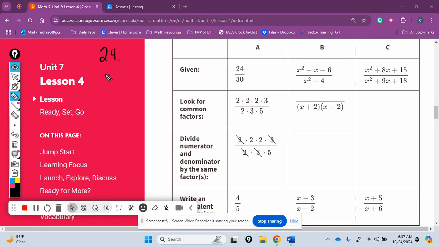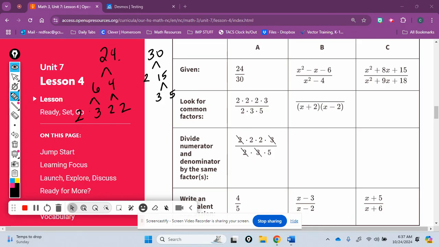If I break down 24, that is going to be 6 times 4. If I break down 6, that's 2 times 3. And 4 is 2 times 2. So I broke it down to the factors. So this is why we get 2 times 2 times 2 times 3. And if I break down 30, 30 is 2 times 15. And 15 is 3 times 5. So I broke it down to its factors and got 2 times 3 times 5.